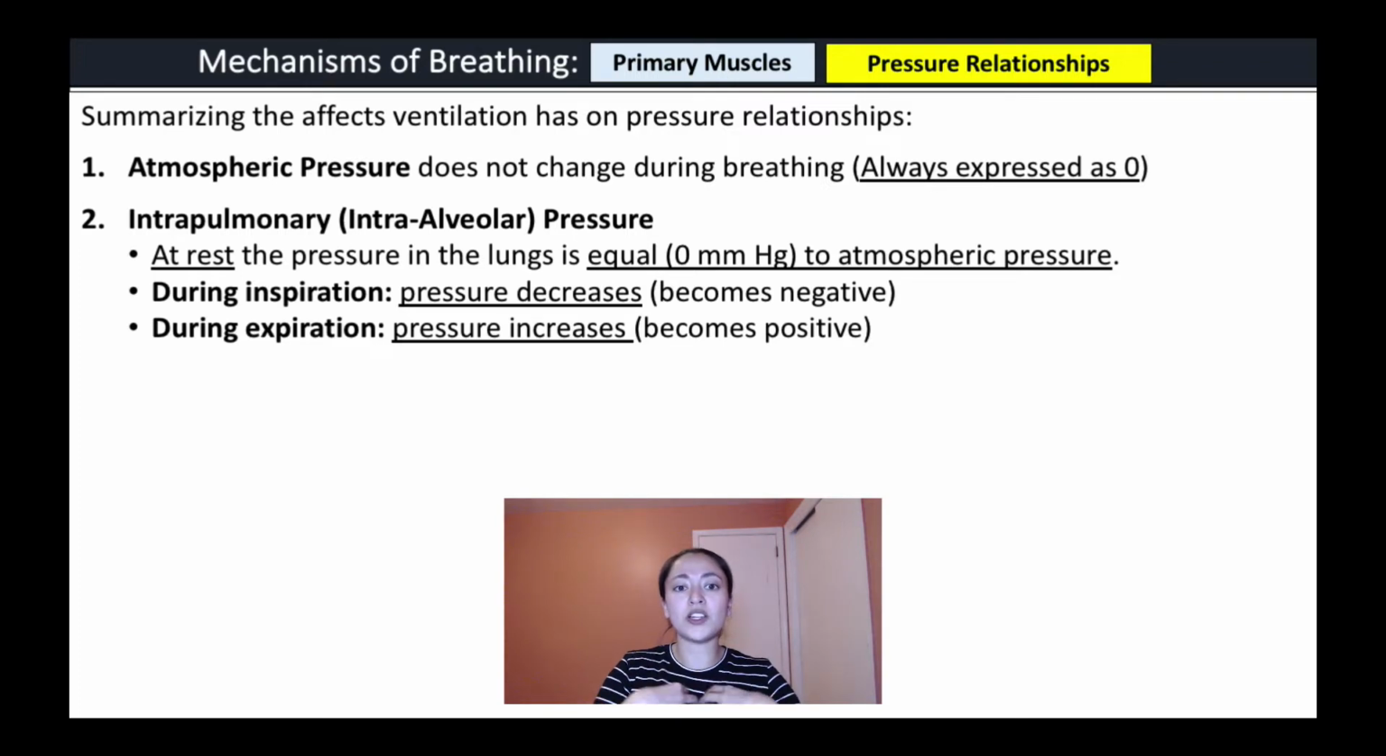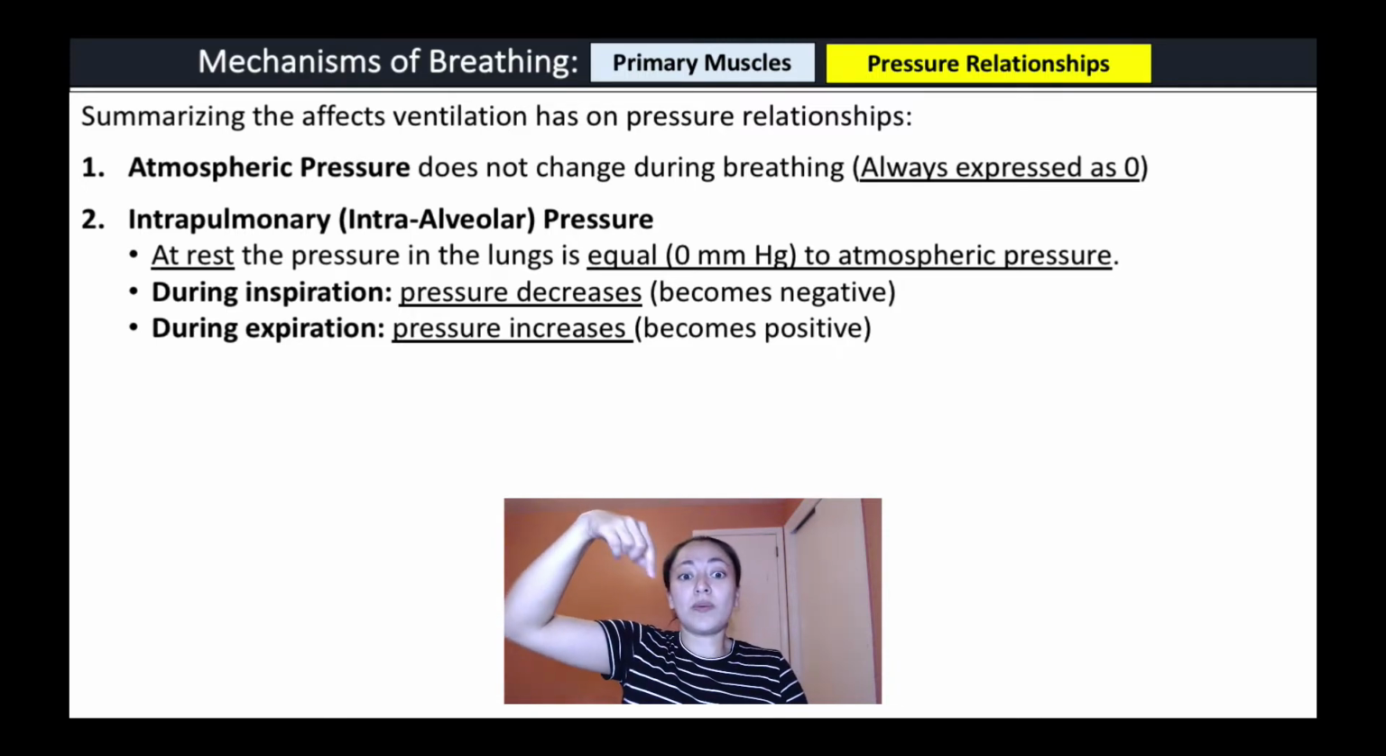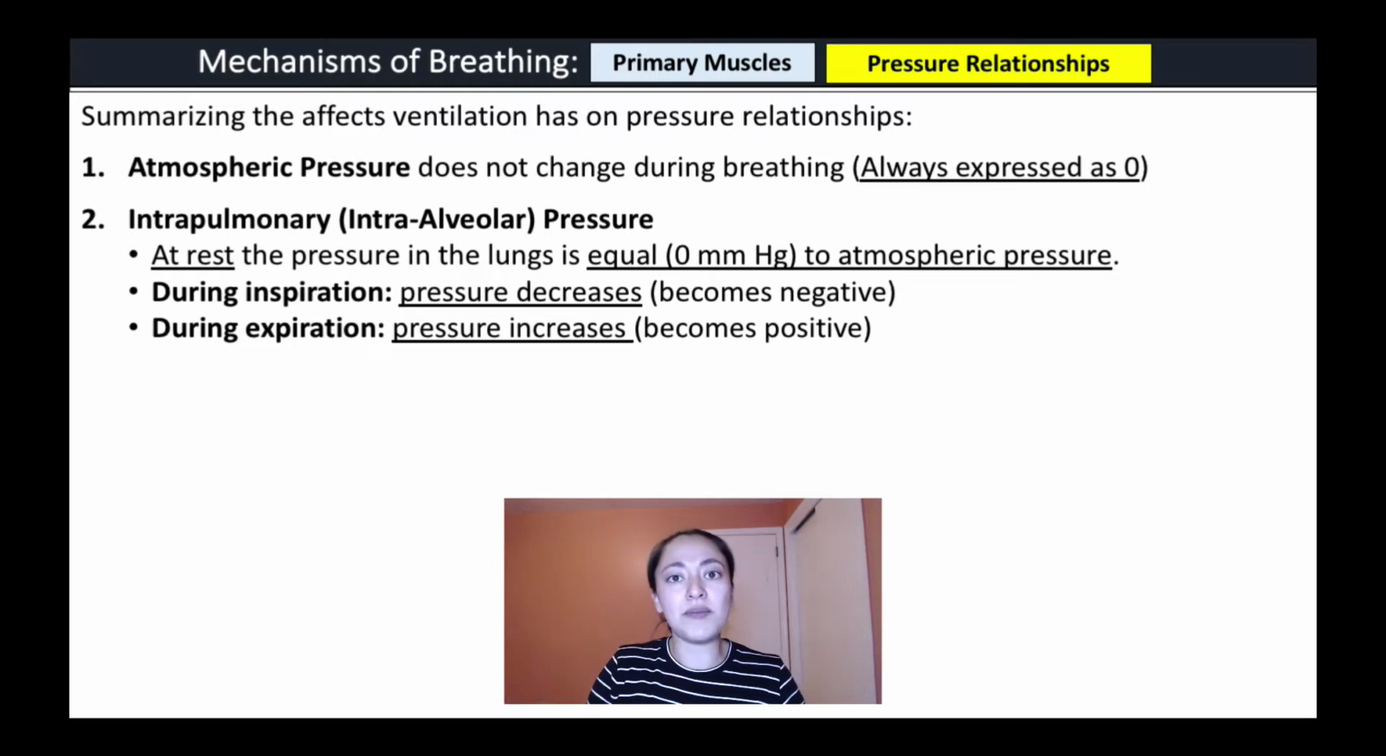Intrapulmonary pressure, so the pressure within your lungs, at rest, is equal to the atmospheric pressure, so it would be 0. However, during inspiration, remember the volume in my lungs increases, so the pressure decreases and it becomes negative compared to the atmospheric pressure. During expiration, when I breathe out, the pressure in my lungs increases because the volume has decreased, and that pressure in my lungs becomes positive compared to the atmospheric pressure.